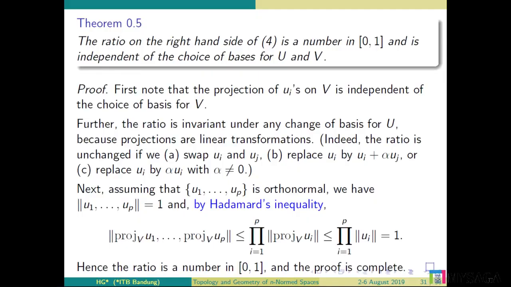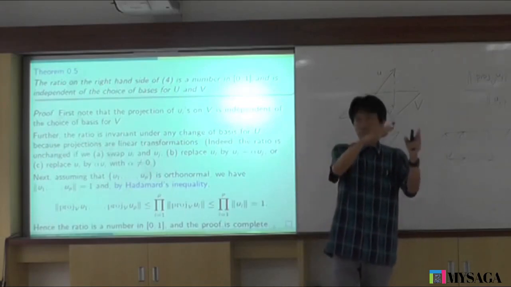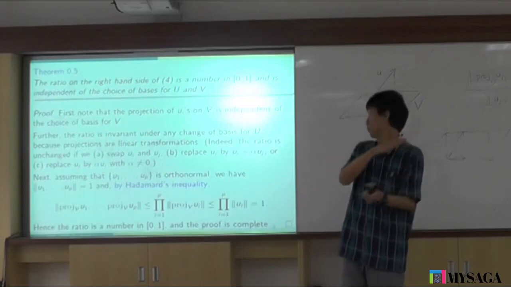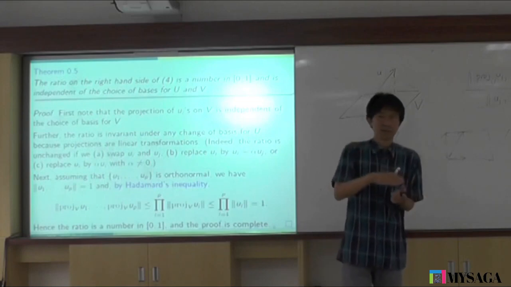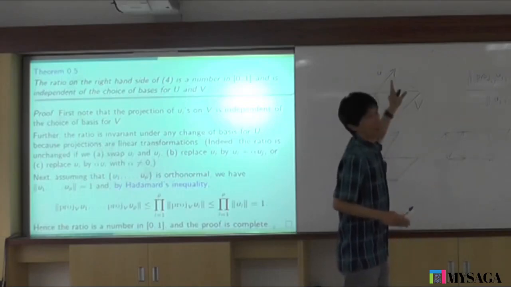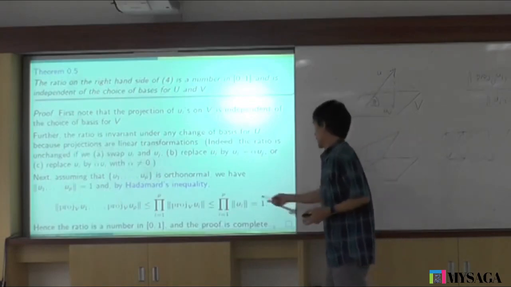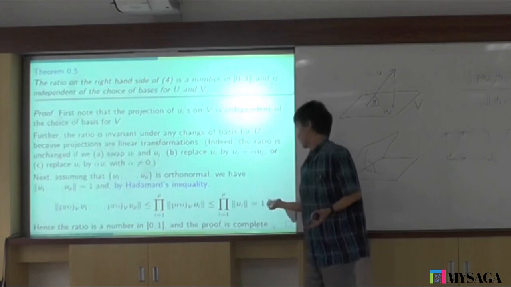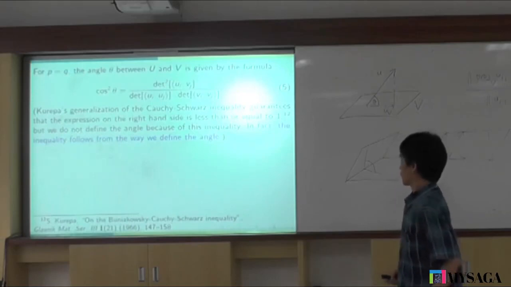The numerator, by Hadamard's inequality, is at most the product of the lengths of each vector. But each vector is the projection of the original vector to something. So if the original vector has length 1, then the projection should be less than or equal to 1. So for just a vector and a space, that fact is trivial. Okay? So the product of these is of course at most 1. So the ratio is a number between 0 and 1.